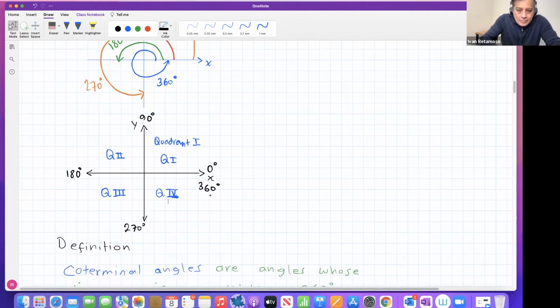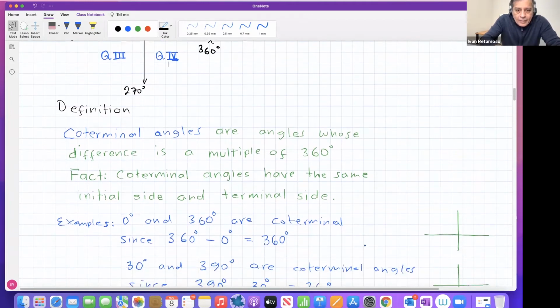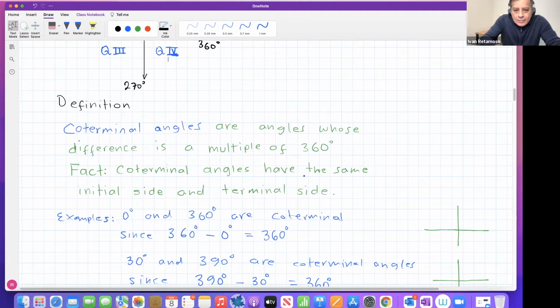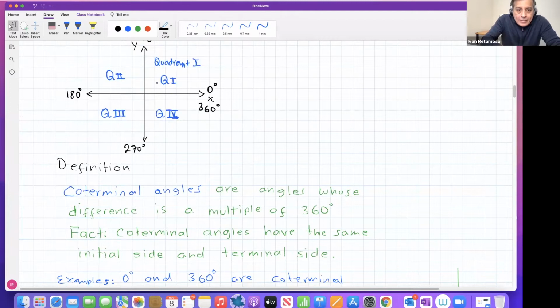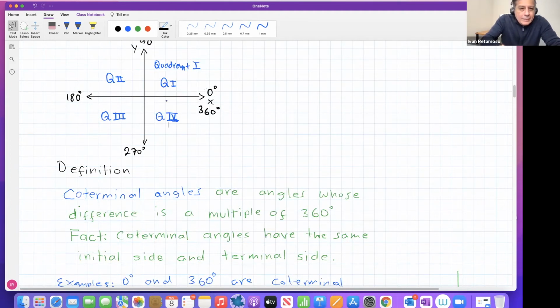let's talk about coterminal angles, because notice that once you complete a full revolution, things kind of repeat themselves, rotationally speaking. So mathematicians noticed that and they defined coterminal angles as angles whose difference is a multiple of 360, a multiple of a full revolution. And they discovered that these coterminal angles have the same initial side and the same terminal side. They start at the same initial side, they end at the same terminal side. And therefore, trigonometrically speaking, these coterminal angles should be considered to be the same, okay? I'm telling you this well in advance.